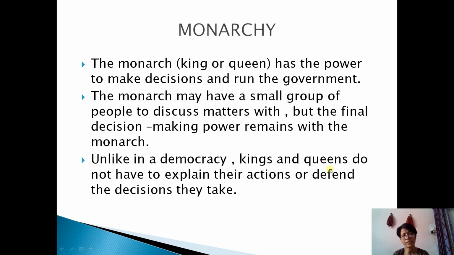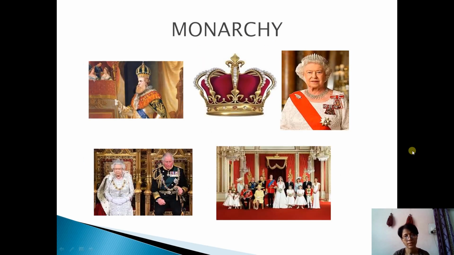Unlike in a democracy, kings and queens do not have to explain their actions or defend the decisions they take. So whatever they decide, whatever law they make, they don't explain it to the common people. They just try to implement it by hook or by crook, anyhow they want to implement it. So here, who is powerful? King or queen. So in a monarchy, only the king or queen is more powerful. I'm showing some pictures: a king and queen sitting together, and pictures of the queen's family.